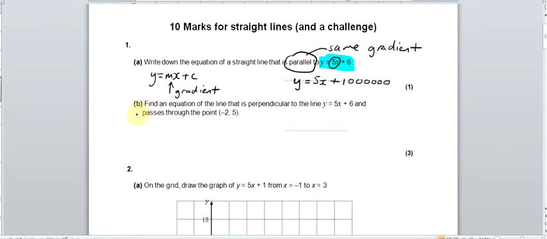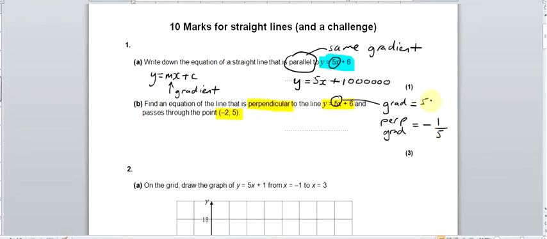Now, part B. Find the equation of the line which is perpendicular, that's an important word, to the line y equals 5x plus 6, and passes through this point. So first of all, we'll talk about the perpendicular bit. The gradient here is 5. So the perpendicular gradient is the negative reciprocal. So it's negative 1 over 5.